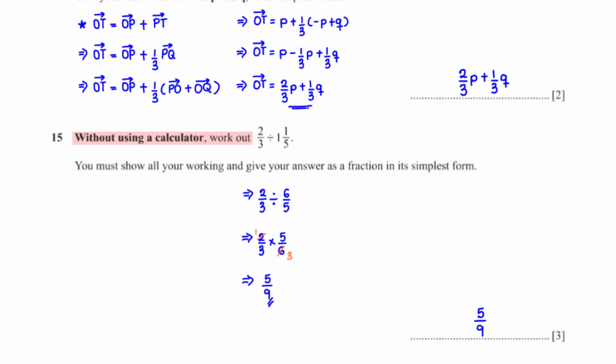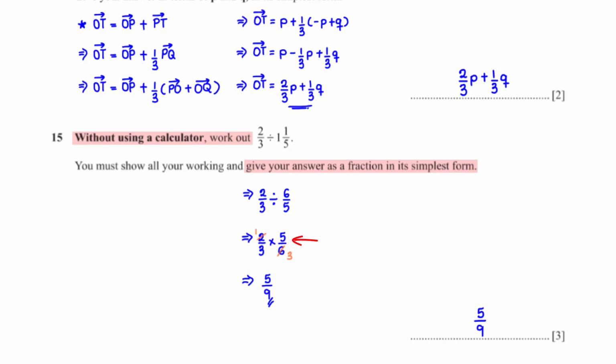Without using a calculator, work out 2/3 divided by 1 1/5. You must show all your working and give your answer as a fraction in its simplest form. First, we need to convert the mixed number 1 1/5 into an improper fraction. So 5 times 1 plus 1 is 6, which we divide by 5.